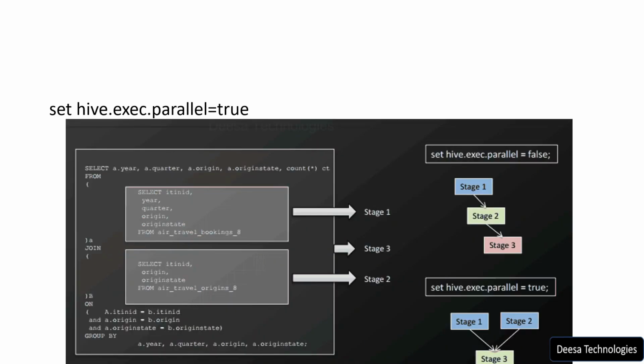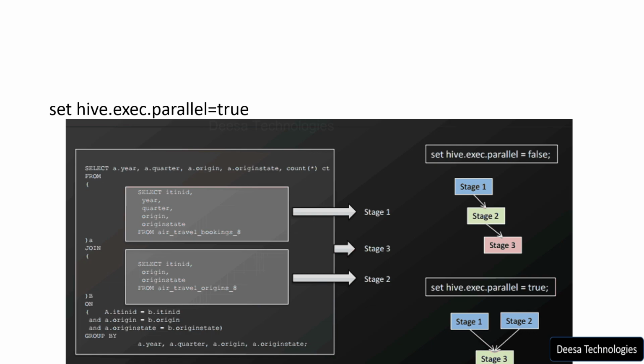If you look at this example, here's a query that we have. We have inner queries and we have the outer query. Stage 1 and stage 2 are basically inner queries. By default, first stage 1 will execute, then stage 2 will execute, and finally stage 3, which is the entire query, will execute. But if you look closely, stage 1 and stage 2 are not dependent on each other. They're not passing any data between each other, so they can run independently.